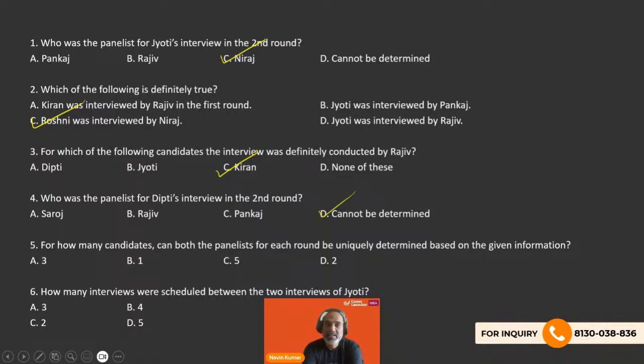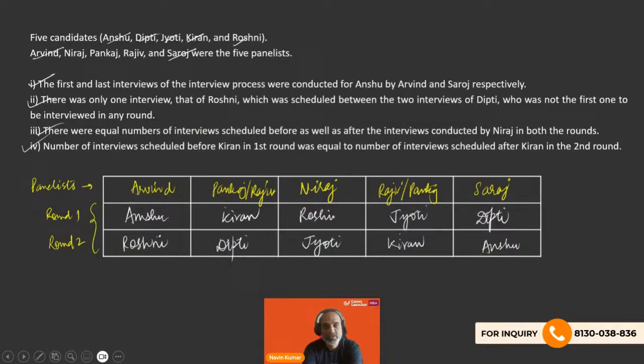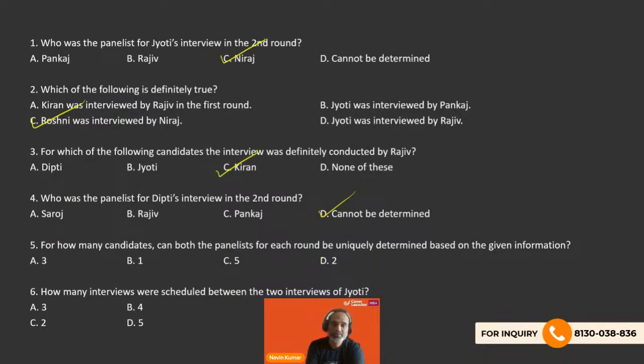Next, for how many candidates can both the panelists for each round be uniquely determined based on the given information? If we look at Anshu, we know both the rounds. If we look at Kiran, we do not know the first round itself. If we look at Roshni, we know both the rounds. It's Neeraj and Arvind. If we look at Jyoti, we do not know that. If we look at Dipti, it's Saroj in the first round, but in the second round, we do not know who her panelist was. So there are only 2 candidates for whom we know the 2 panelists.